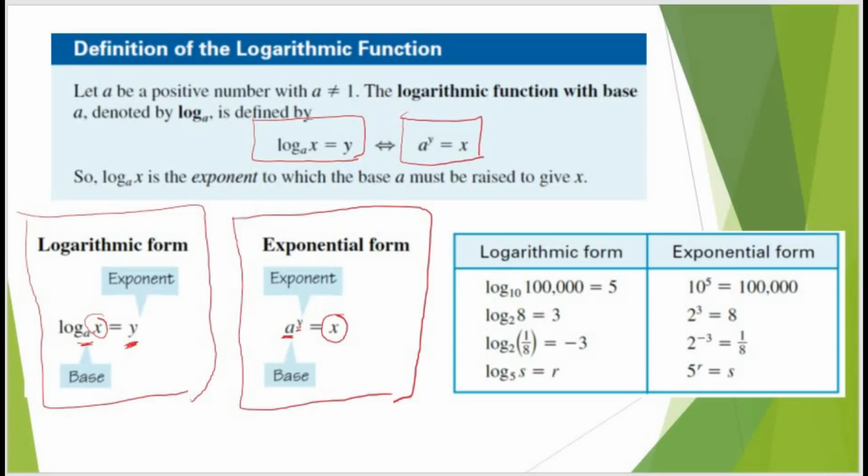So in log form, our base is this number raised to this number results to this number. In exponential form, our base is this number raised to this number results to this number.